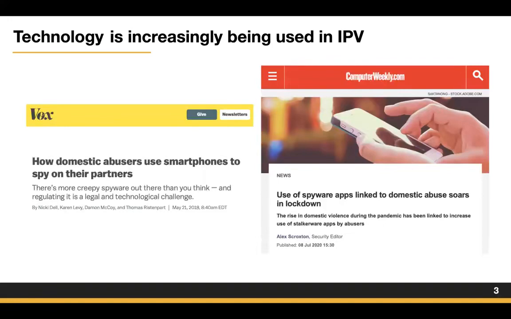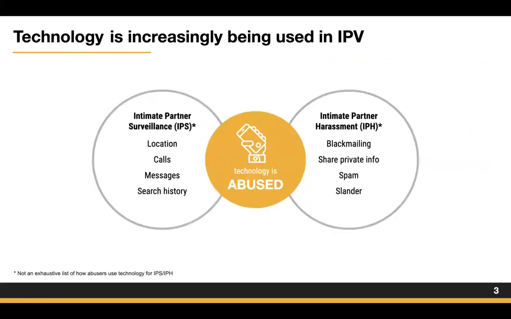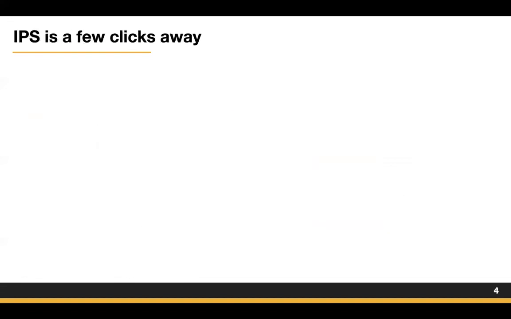Unfortunately, abusers are exploiting technology to conduct IPV as shown by prior work and news articles. Abusers exploit technology to spy on their partners' locations, calls, and more, as well as to harass and intimidate victims. In this work, we will focus on intimate partner surveillance, or IPS in short, which is the use of technology to spy on intimate partners. With technology, IPS can be easily conducted.